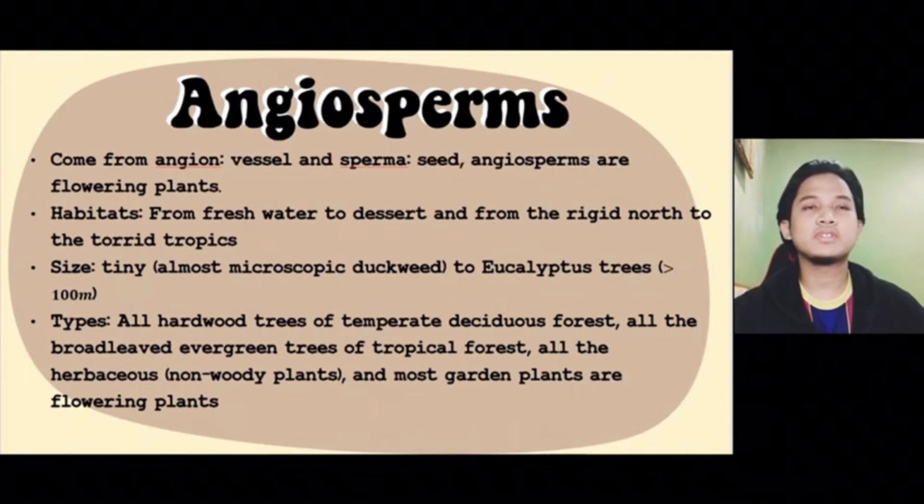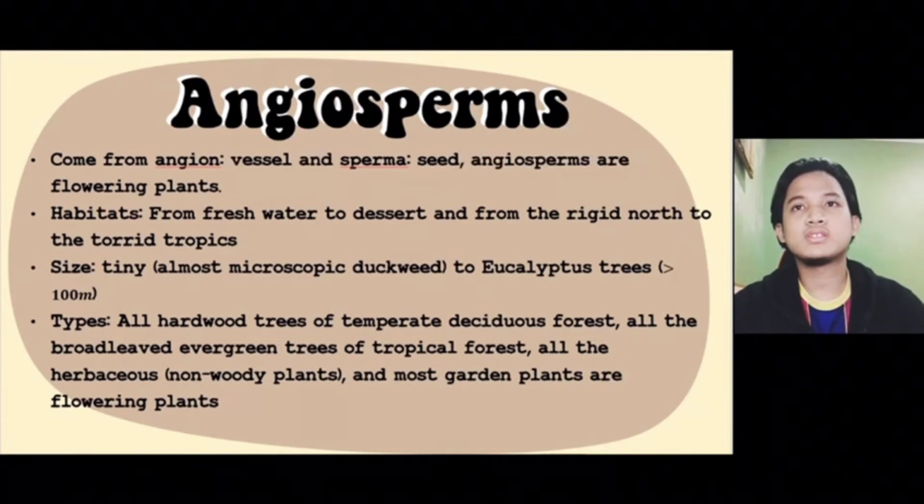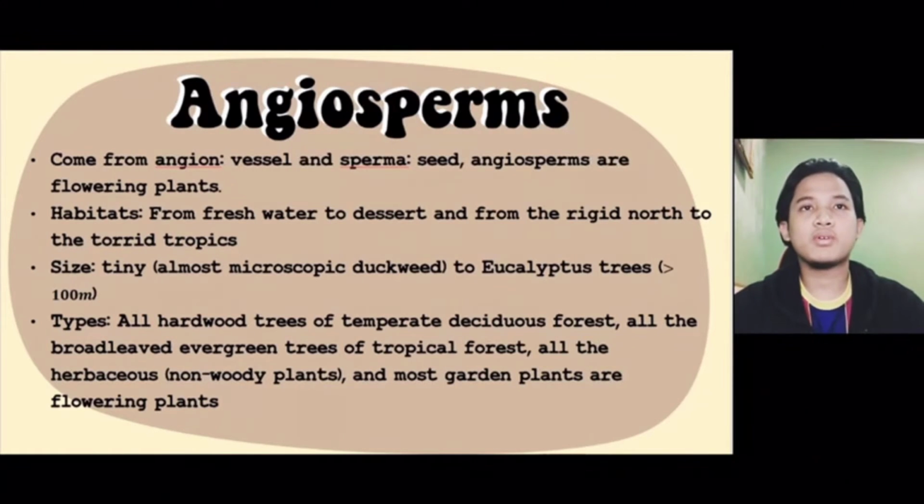First things first, we need to know what an angiosperm is. It comes from angion, that's vessel, and sperma for seed. And angiosperms are flowering plants. Habitats range from freshwater to desert, and from the frigid north to the torrid tropics.